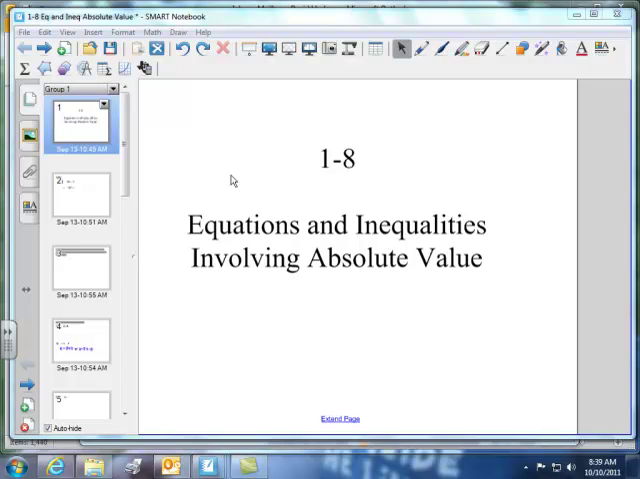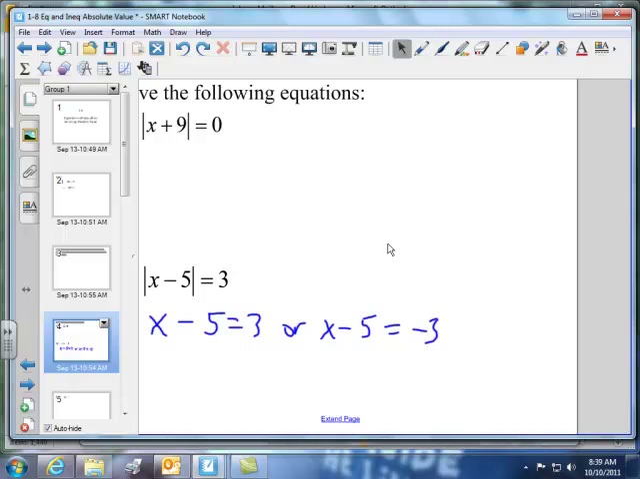Hi everybody. I'm going to give you some notes over section 1.8, which is titled Equations and Inequalities Involving Absolute Value. This will actually be a continuation from something that you did last year in Algebra 2, and hopefully this will be a relatively simple section for you, given that you remember a lot of things you did last year.